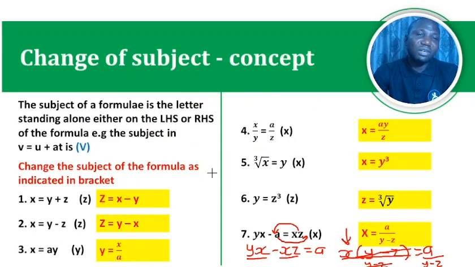Now let's look at the concept behind changing the subject. What do we mean by the subject of a formula, and how can we change the subject of any formula? The subject of any formula is the letter or the variable that is standing alone, either on the left or on the right hand side of the formula. So in this formula, V equals U plus AT, the present subject is V because V is standing alone on the left hand side of the formula.